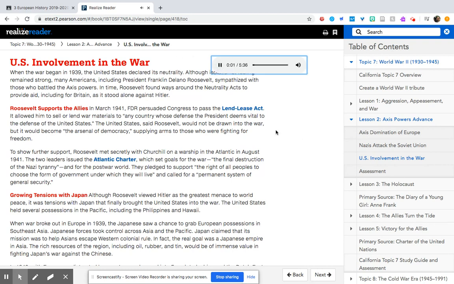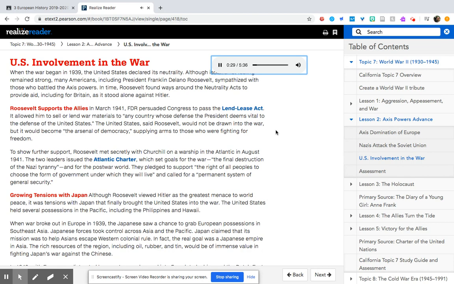U.S. involvement in the war. When the war began in 1939, the United States declared its neutrality. Although isolationist feeling remained strong, many Americans, including President Franklin Delano Roosevelt, sympathized with those who battled the Axis powers. In time, Roosevelt found ways around the Neutrality Acts to provide aid, including for Britain, as it stood alone against Hitler.